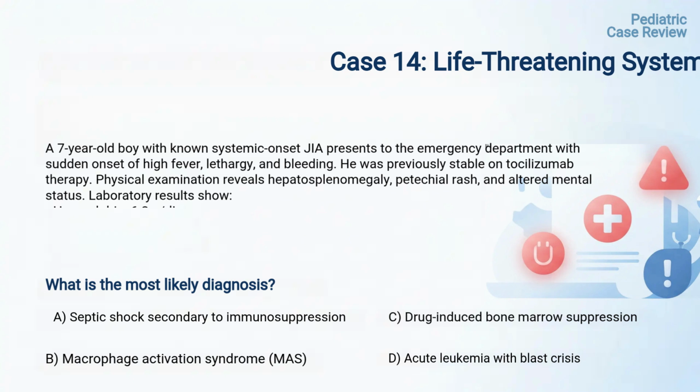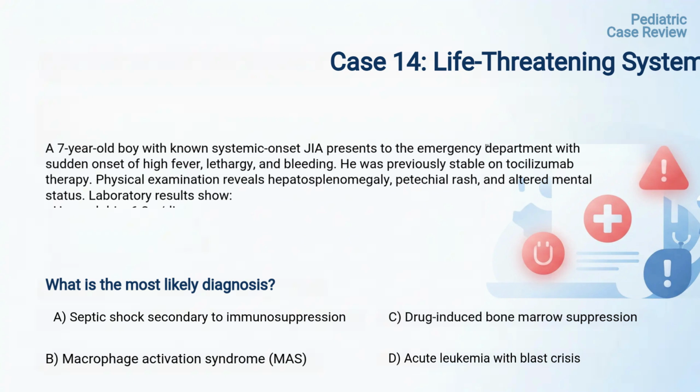Case 14. A 7-year-old boy with known systemic onset juvenile idiopathic arthritis presents to the emergency department with sudden onset of high fever, lethargy, and bleeding. He was previously stable on tocilizumab therapy. Physical examination reveals hepatosplenomegaly, petechial rash, and altered mental status.